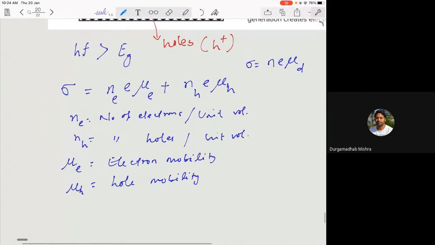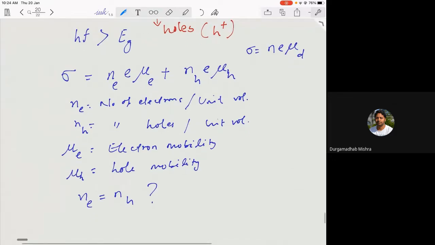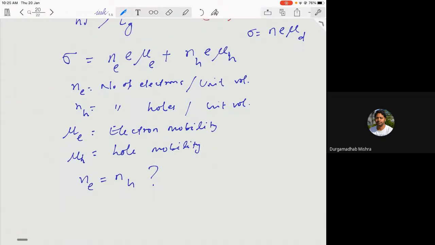So will Ne always be equal to Nh, or will it be different? What do you think? It will not be the same. Why? If it is not the same, then in which case will it be different? If you take just a silicon semiconductor, the number of electrons will be equal to the number of holes. If Ne is equal to Nh, that is normally known as an intrinsic semiconductor.